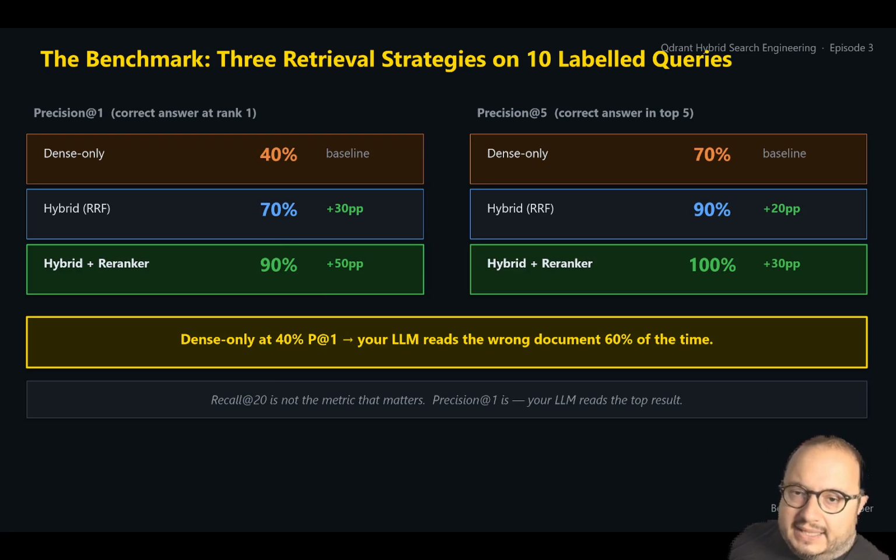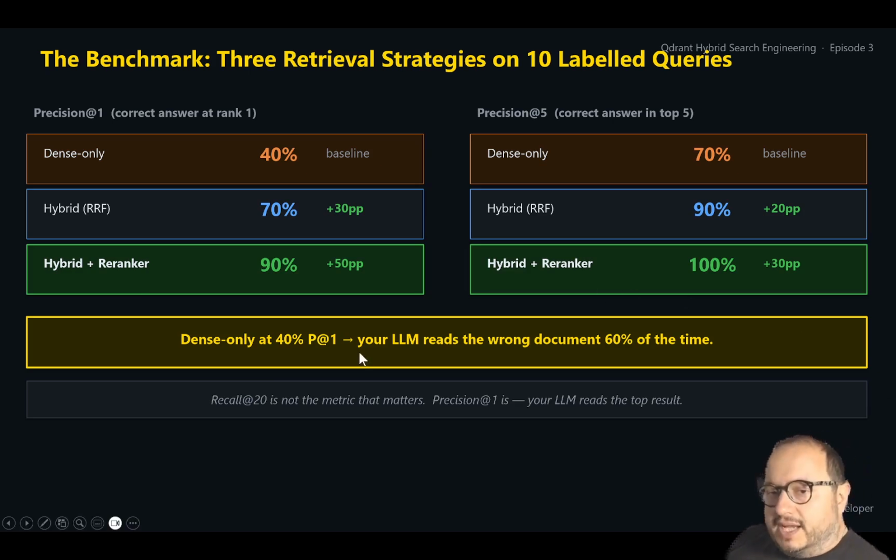The one query that fails is a paraphrase style query, where neither the BM25 nor the cross-encoder has seen the exact terminology. A coverage gap that would require adding the document or expanding the embedding with domain-specific fine-tuning. Now precision 5. Does the correct answer appear anywhere in the top 5? Dense only, 70%, hybrid 90%, hybrid plus reranker is 100%, as you can see here.